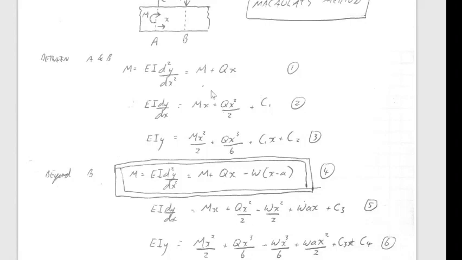Okay, and then based on what we learned last time, let's integrate that again. So we're using the direct integration method here. And we'll end up with EIy equals mx squared over 2 plus qx cubed over 3 plus c1x. So we've integrated our constant of integration with respect to x, plus c2. So there's nothing different there really compared to what we were doing last time.